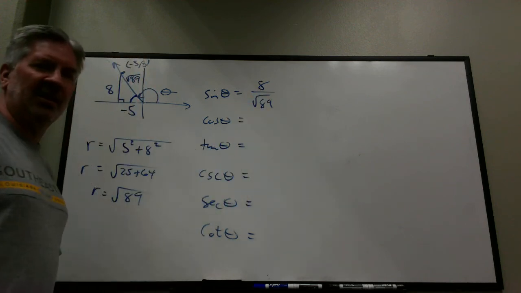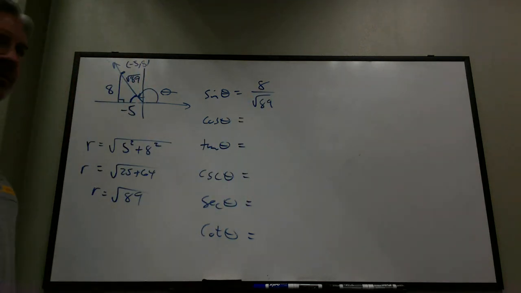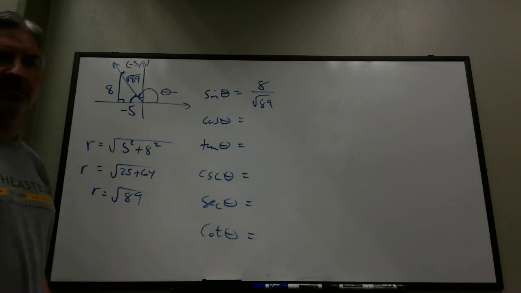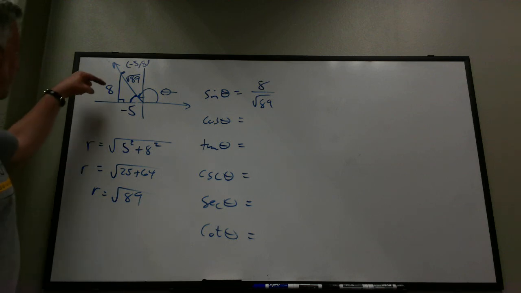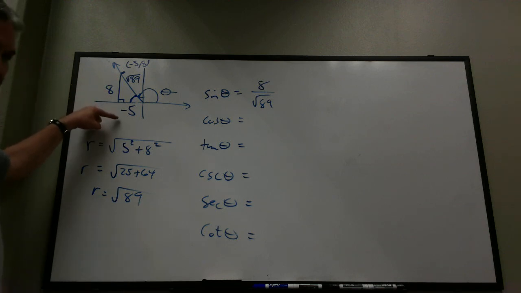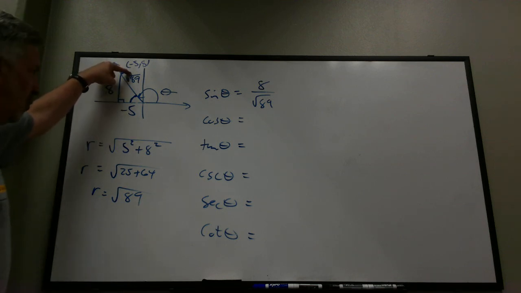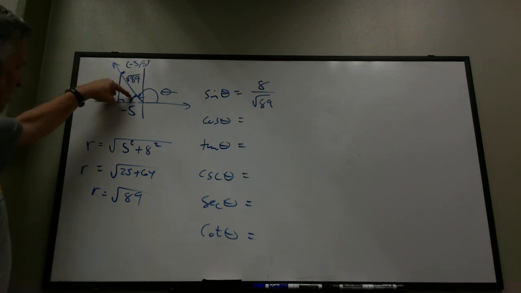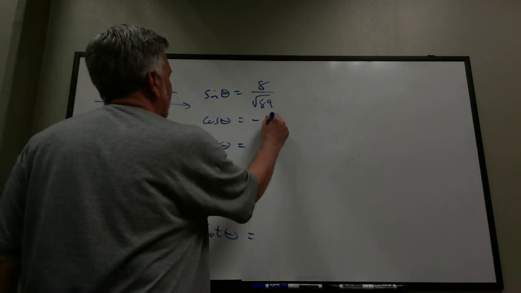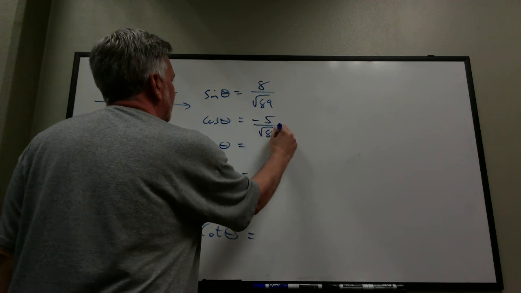Again, you don't have to rationalize for me, but keep in mind, on the back of the book, or in an online computer package for homework, they're going to rationalize the denominator. Cosine, remember cosine in this section is x over r, or, again, using this angle, adjacent over hypotenuse. So minus 5 over square root of 89.